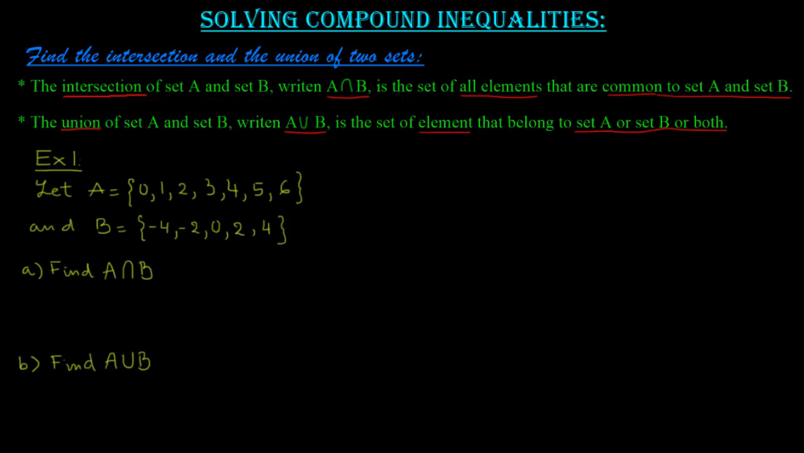So we have the example here. Let A equal the set of elements 0, 1, 2, 3, 4, 5, 6, and B is the set of elements -4, -2, 0, 2, and 4. In problem A, find A intersect B, and in problem B, find A union B.